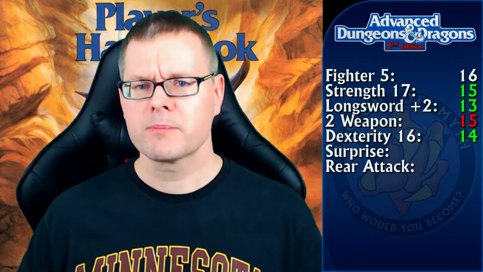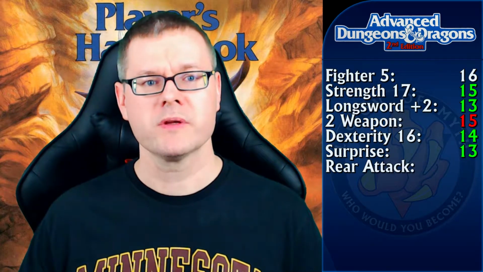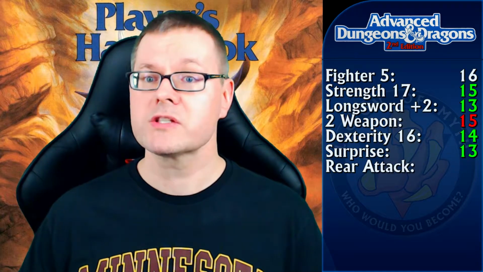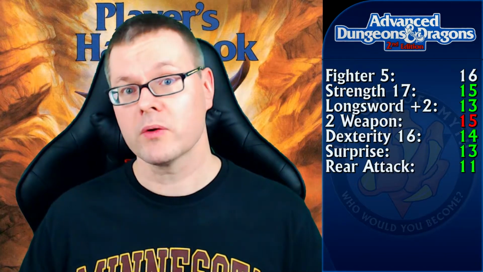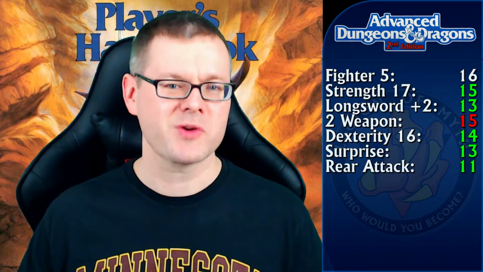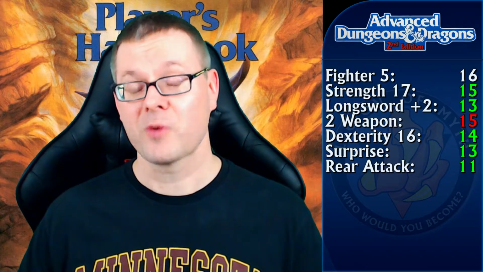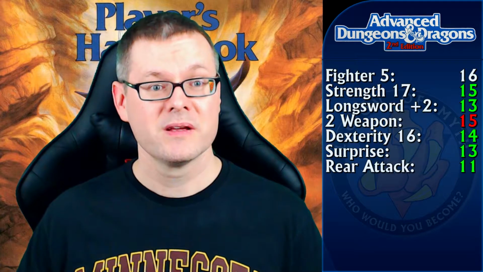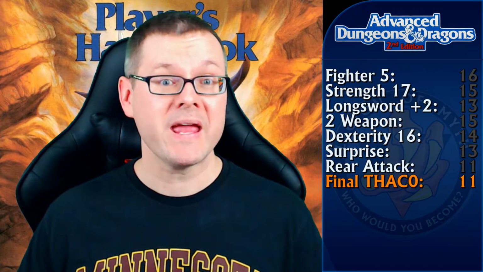Lastly, we know she has surprised the gnoll and is attacking its rear. The surprise gives her a +1 attack roll bonus, and the rear attack gives her a +2 attack roll bonus for a total bonus of +3 to the attack roll, which means we subtract 3 from THAC0. 14 minus 3 is 11, so our final modified THAC0 for the main hand attack is 11.